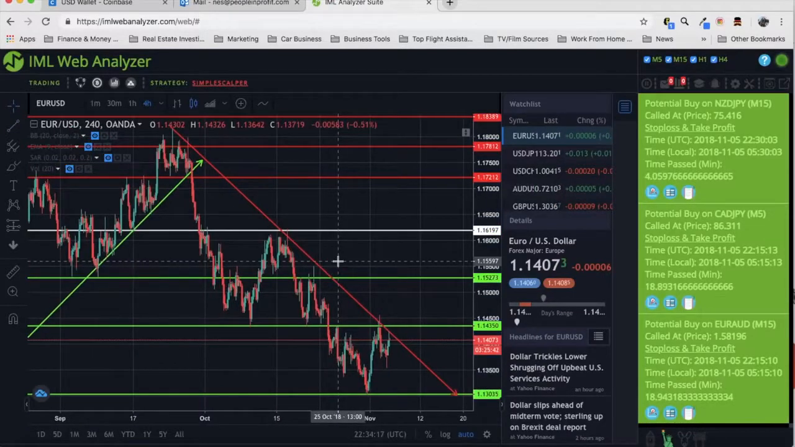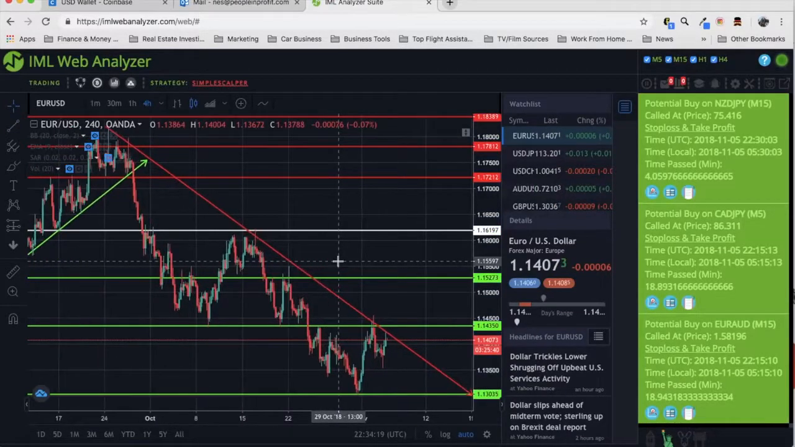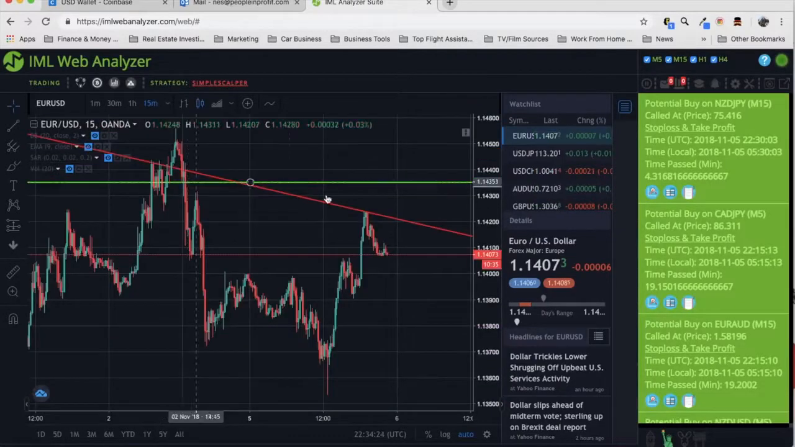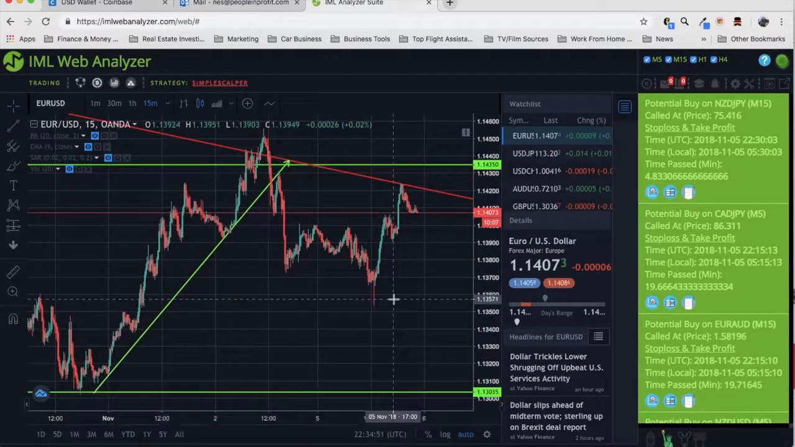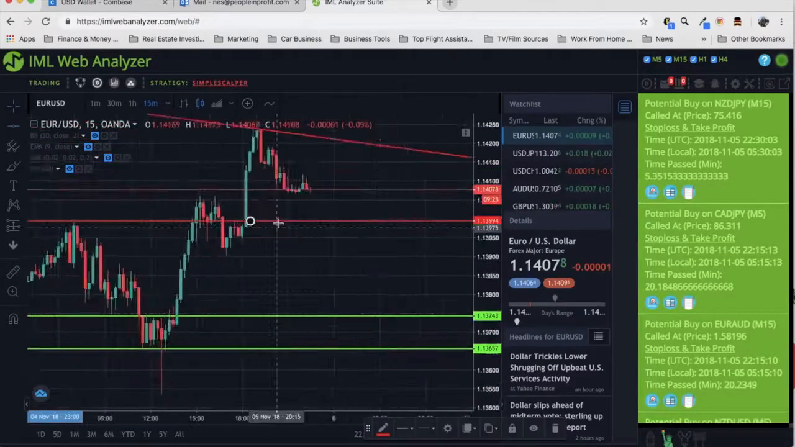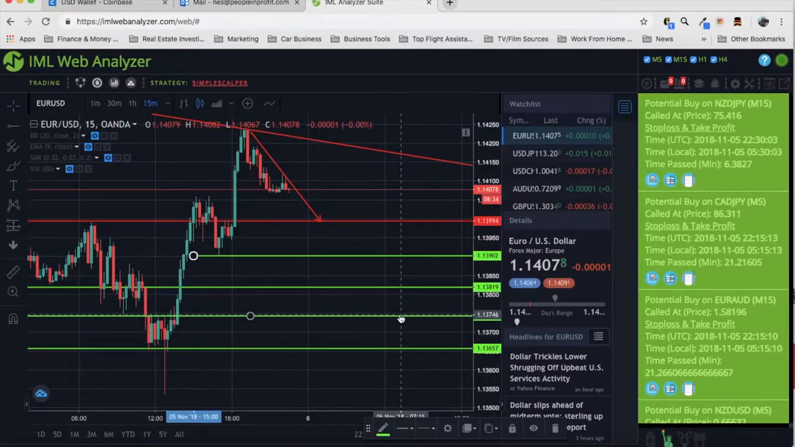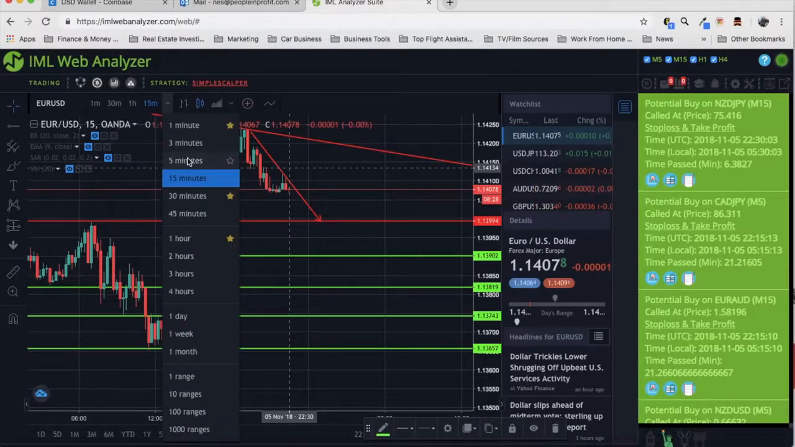So I've done a little bit of SRTs here in the 4-hour, and now I'm going to go down to the 15-minute chart to continue my SRT markups there. All right, so we've done our SRTs on the 15-minute as well, and we don't really have to go too crazy with it.